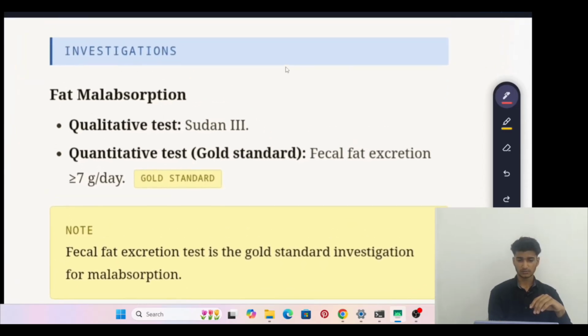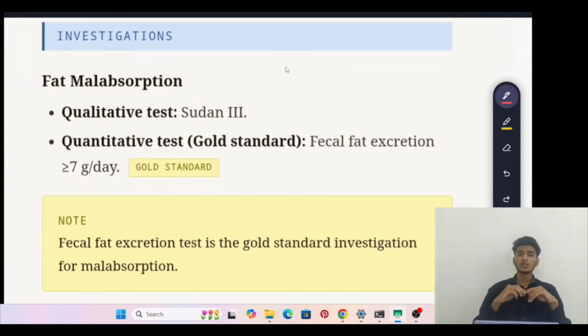Investigation. So okay, you have seen that fat is malabsorbed, carbohydrate is malabsorbed. But how will you diagnose it? How will you test that the fat is malabsorbed?